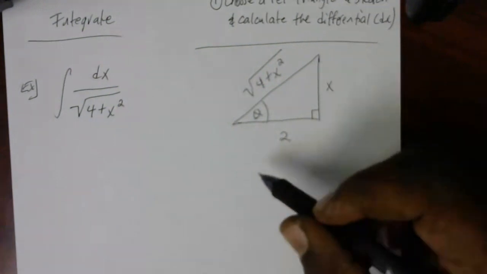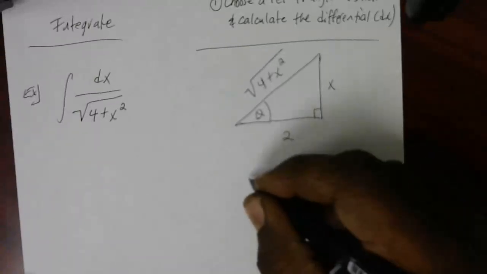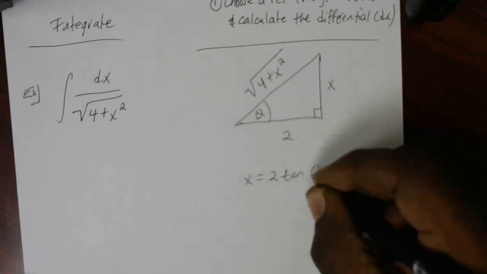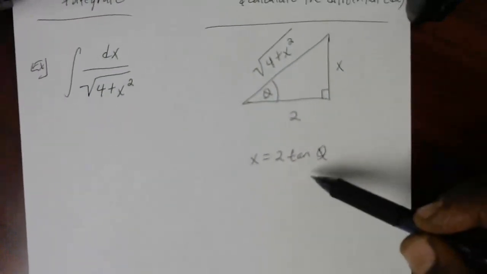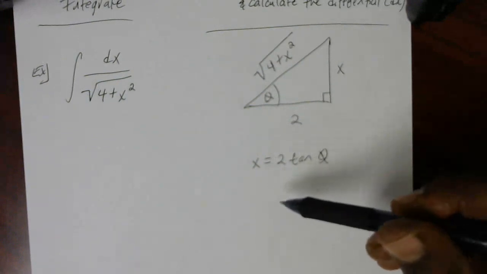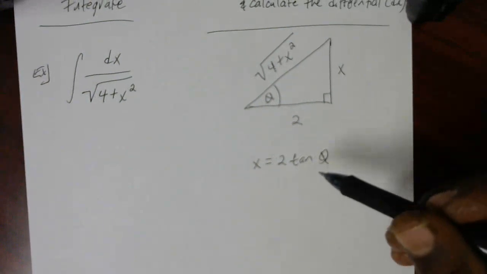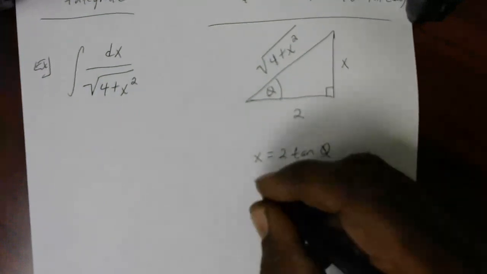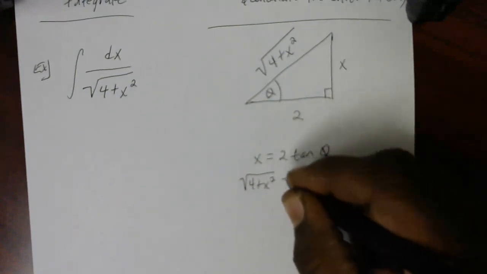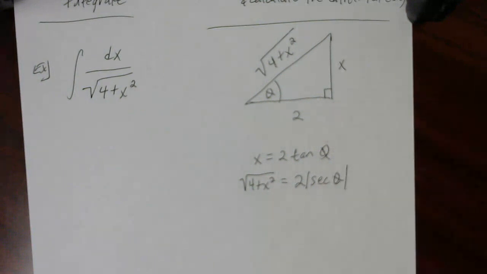Well, if you look back at your triangle, x was equal to a times the tangent of theta. So for our triangle, x is going to equal a, which is 2, times the tangent of theta. And that was given from our reference triangle. It also says that the square root of a squared plus x squared is equal to a times the absolute value of the secant of theta. So I'm going to write that out as well. I'm going to write the square root of 4 plus x squared as 2 times the absolute value of secant theta.